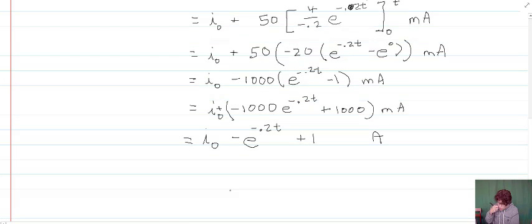So how are we going to use that? Well, we have some information about what happens at infinity. So let's find out what I of infinity is. So I of infinity is, and this is I for any time t.